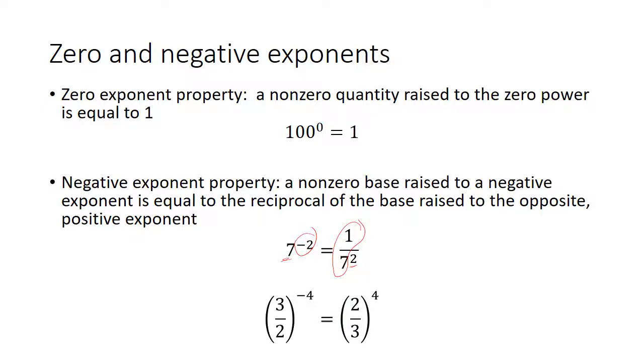If it is in fraction form, like here, you have 3 halves raised to the negative 4, then the reciprocal is going to be 2/3, and then we'll just keep our 4 up there on the top because it applies to everything that is in parentheses.